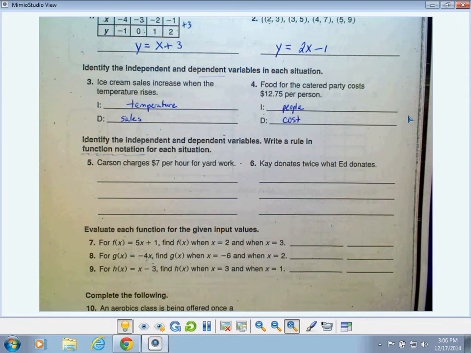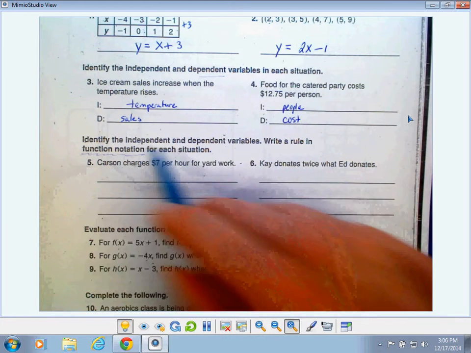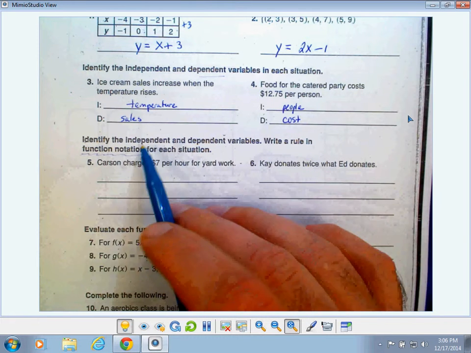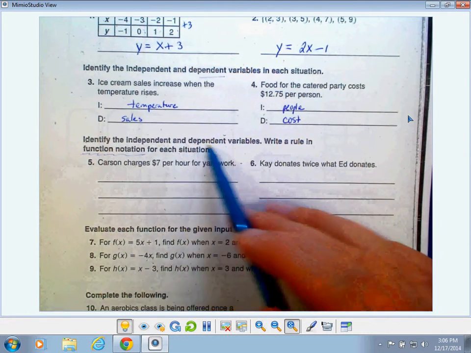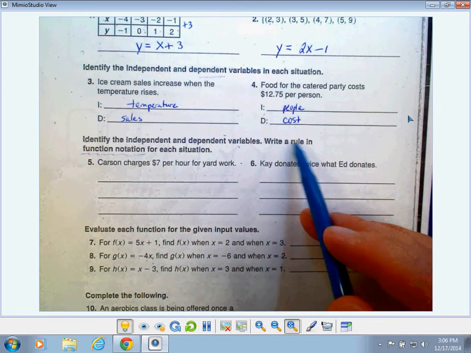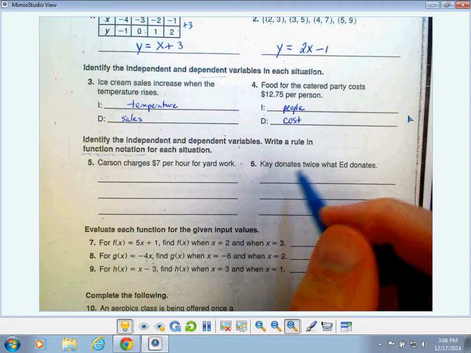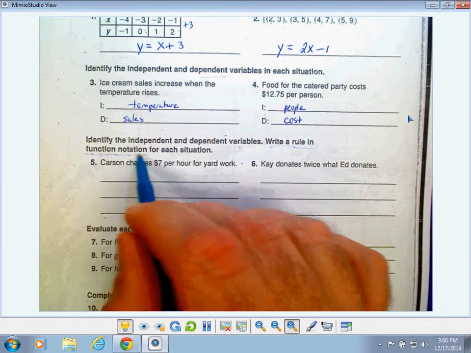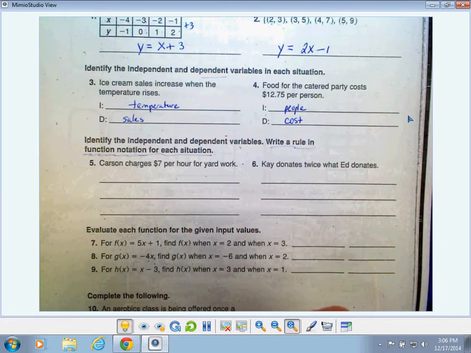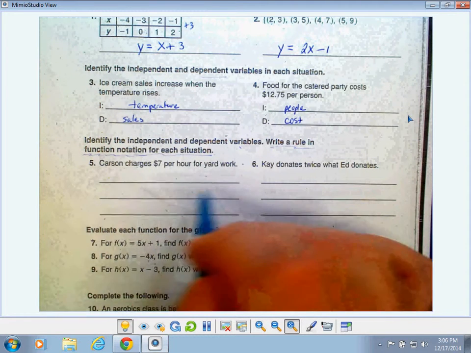Alright, let's go to number 5 then, where we start talking about putting this all in a big function problem. It says identify the independent and dependent variables. Write a rule in function notation for each situation. In math, we usually take this whole sentence and just shorten that to say, write a function. So, anyway, let's look at this one.